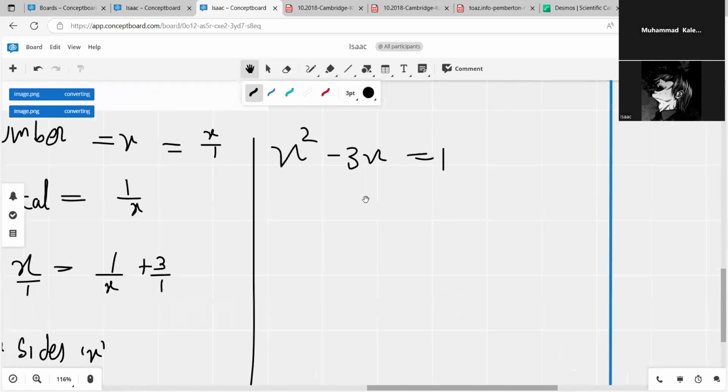Now this is a quadratic equation. You can even take this 1 to this side as well, so it will be minus 1 is equal to 0. This is a quadratic equation. You can implement any method here: completing square, quadratic formula, factorization, but I prefer to implement the quadratic formula. So a is equal to 1, b is equal to -3, c is equal to -1. Okay.